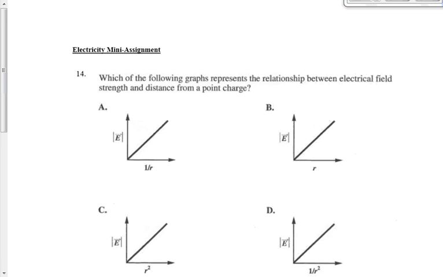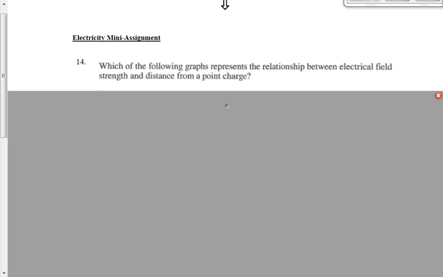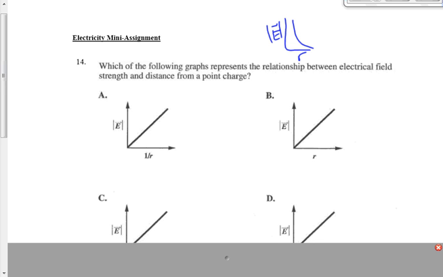Which of the following graphs represent the relationship between the electric field and distance from a point charge? If those options were all covered up, I would just automatically say this. Right? Because E is equal to KQ over R squared. It's an inverse square relationship. It should look like that. But look at that. None of those options are there.